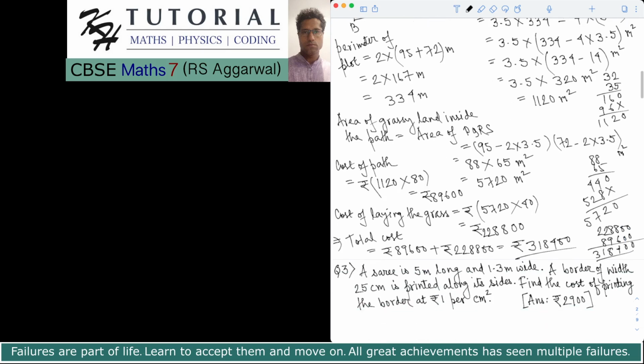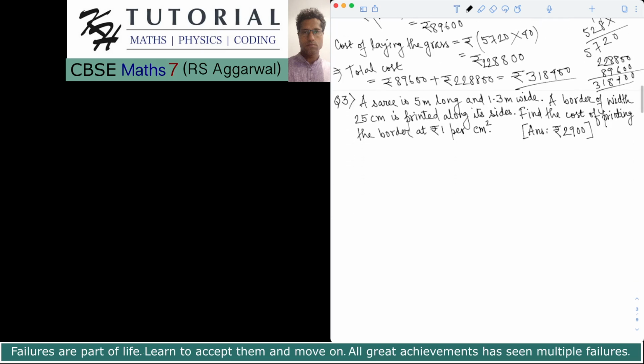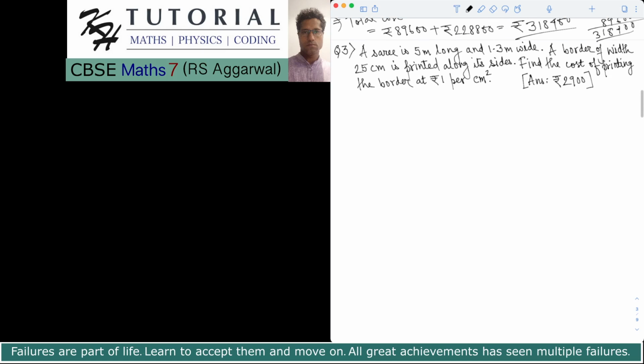Okay, let's see the next problem. I am really wasting a lot of time in doing the calculation, and also I am making silly arithmetical calculation mistakes. Question number 3. A sari is 5 meter long and 1.3 meter wide. A border of width 25 centimeter is printed along its sides. Find the cost of printing the border at rupees 1 per centimeter square.